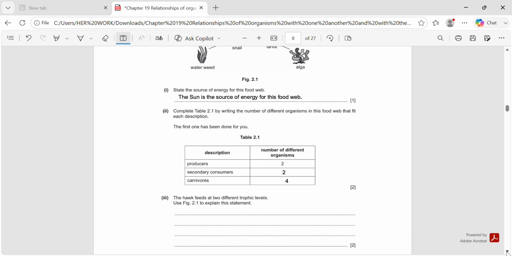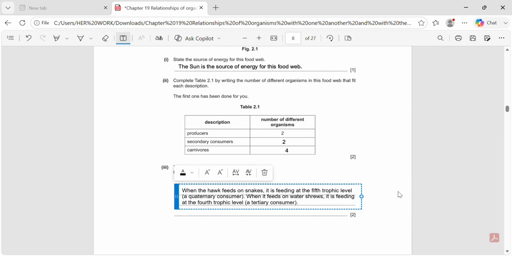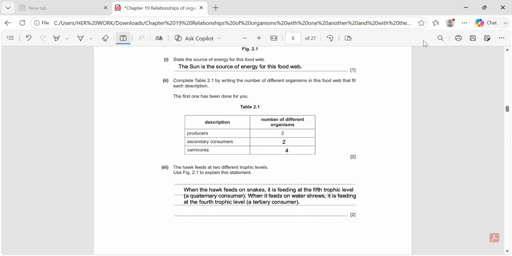So the answer we write is, when the hawk feeds on snakes, it is feeding at the 5th trophic level, which is a quaternary consumer. When it feeds on water shrews, it is feeding at the 4th trophic level, which is a tertiary consumer.